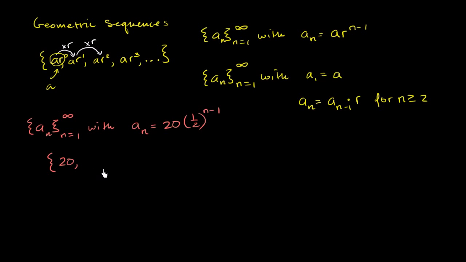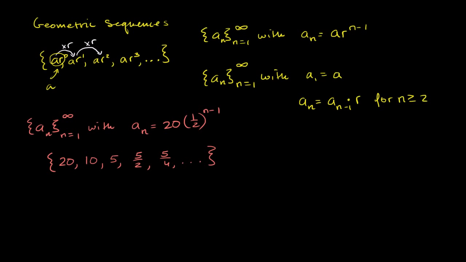And then each time we're multiplying by what? Well, here, each time we're multiplying by 1/2. So 20 times 1/2 is 10. 10 times 1/2 is 5. 5 times 1/2 is 2.5. Actually, let me just write that as a fraction, 5/2. 5/2 times 1/2 is 5/4. And you can just keep going on and on. This is a geometric sequence.